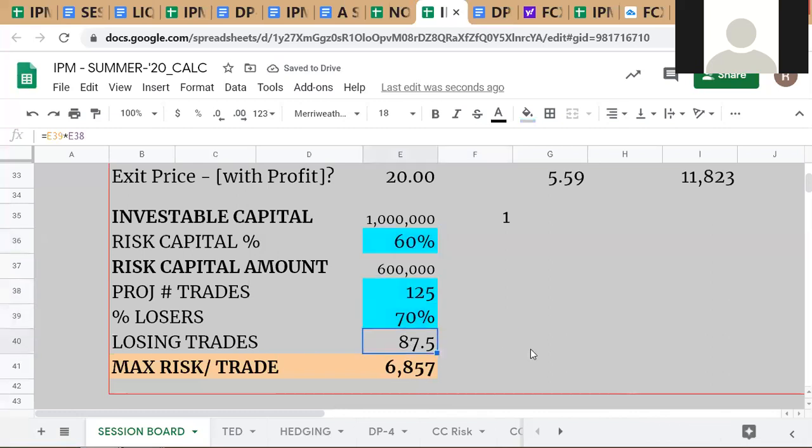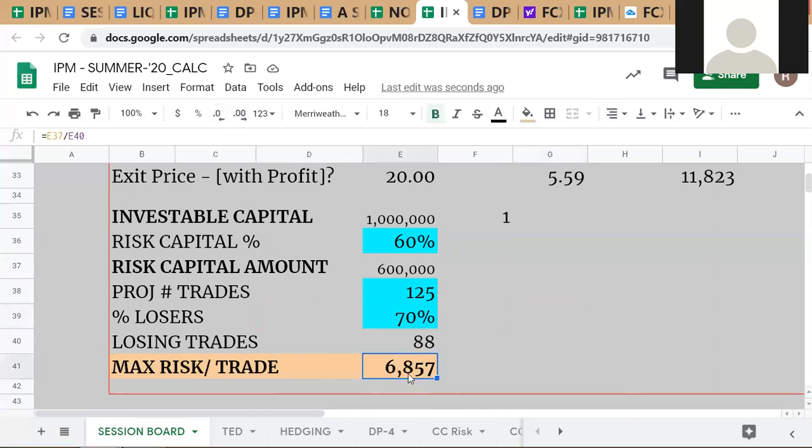This is an automatically derived figure, which comes from the projected number of trades times E38, which is the loss percentage. 38 and 39, these two. Now, is this clear? Yes, sir. All right, okay. All right, any other question? No, sir.